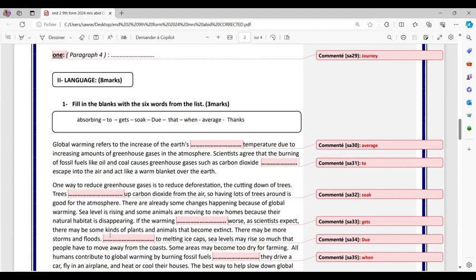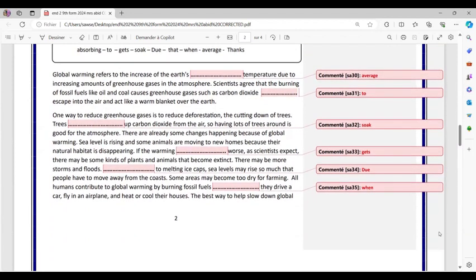And of course, I need a capitalized word. I take either due or thanks. The context here is negative, so I don't use thanks. I use due to. Due to melting ice caps, sea levels may rise so much that people have to move away from the coasts. Some areas may become too dry for farming.